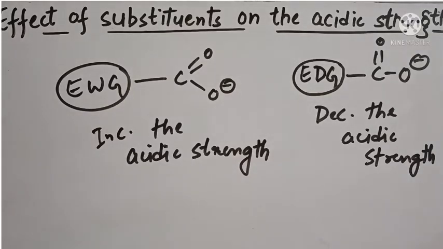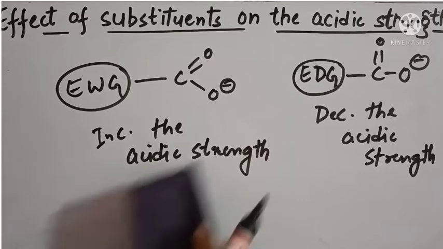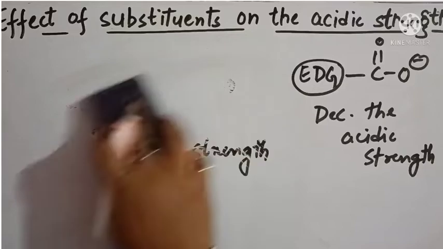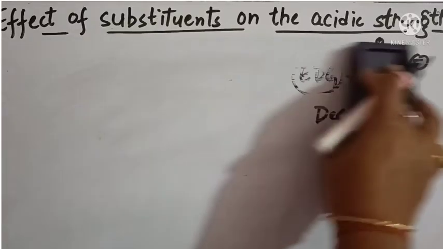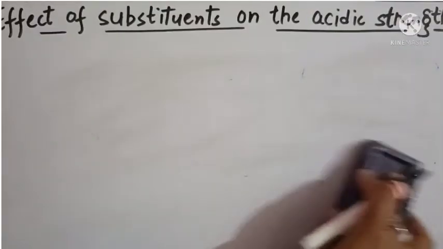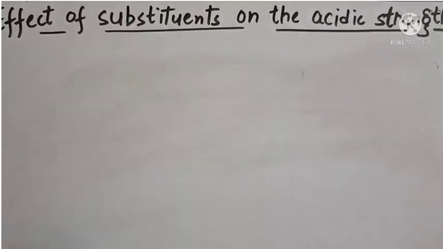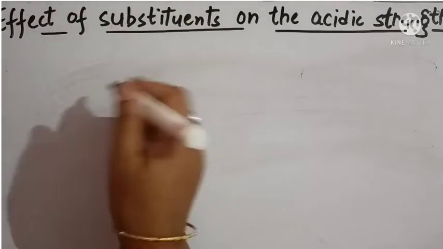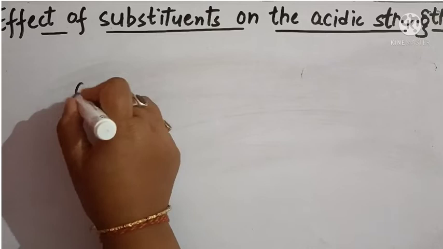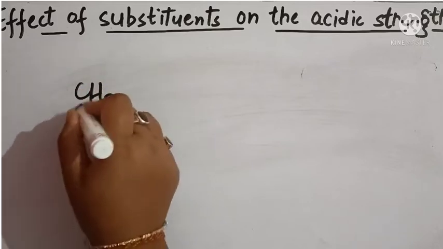So the presence of an electron withdrawing group will obviously increase the acidic strength. Let us just take some examples. In some of the cases an electron withdrawing group will get attached, and in some of the cases there is an electron donating group. So yes, I am just taking a simple one.